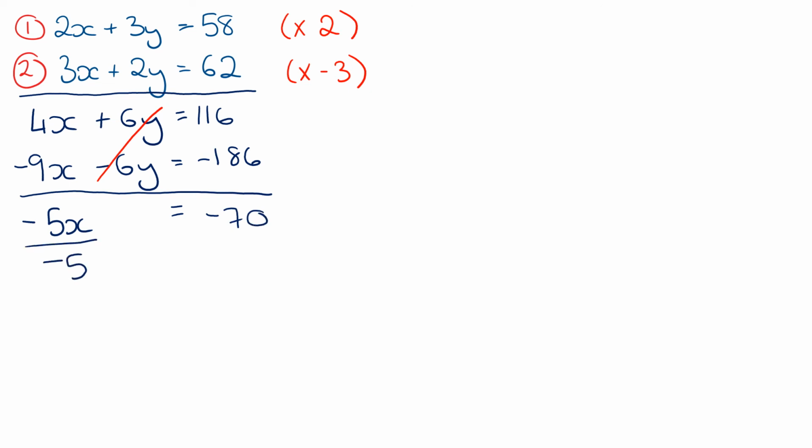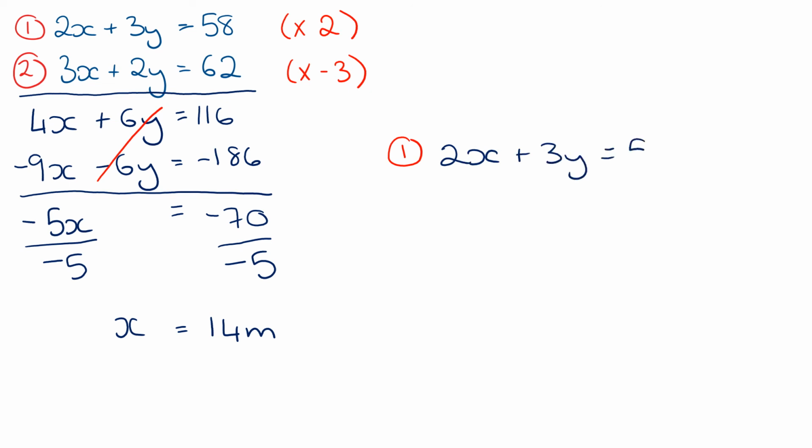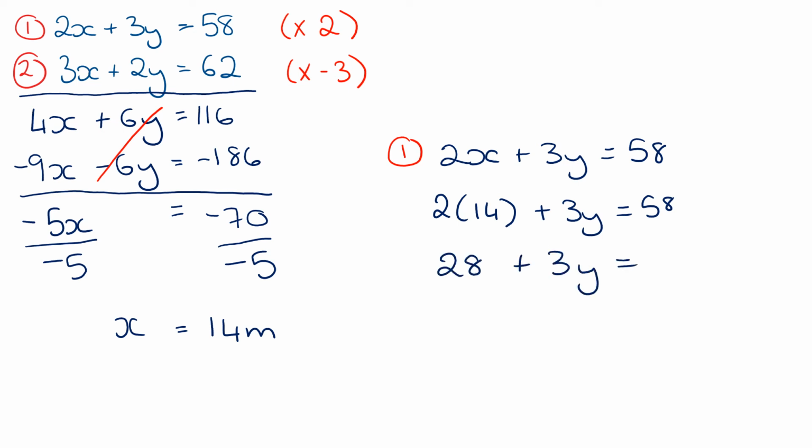Divide both sides by minus 5, and we end up with x equals 14, and this is meters. Remember, we're looking for the dimensions of the flower bed. Now we choose either equation. I'm going to choose equation 1, and we get 2x plus 3y equals 58. We know that x actually equals 14, so we have 2 times 14 plus 3y equals 58. So we get 28 plus 3y equals 58.